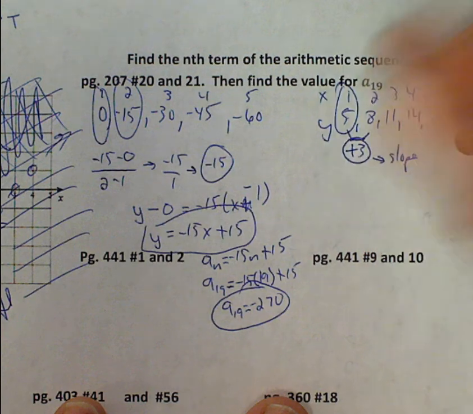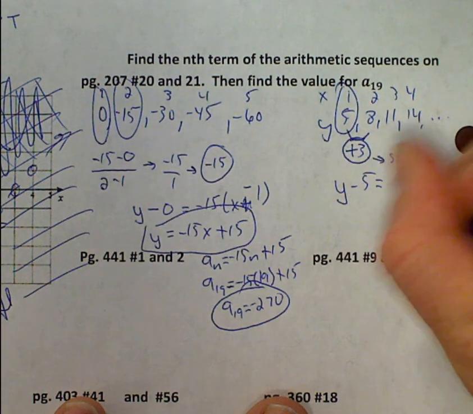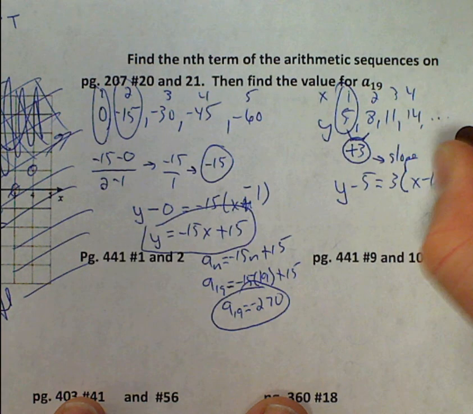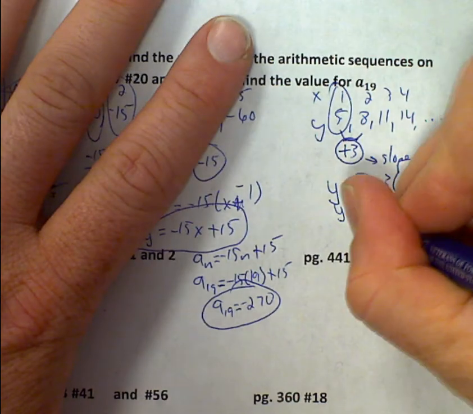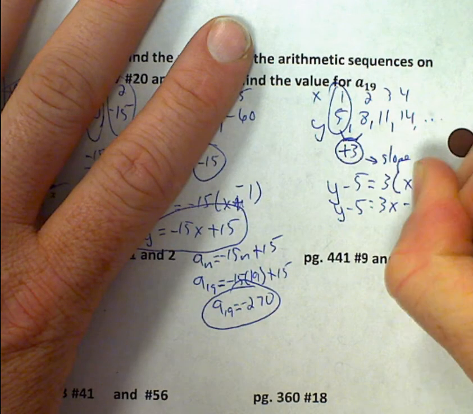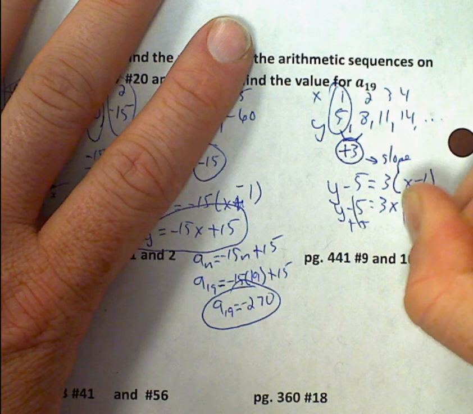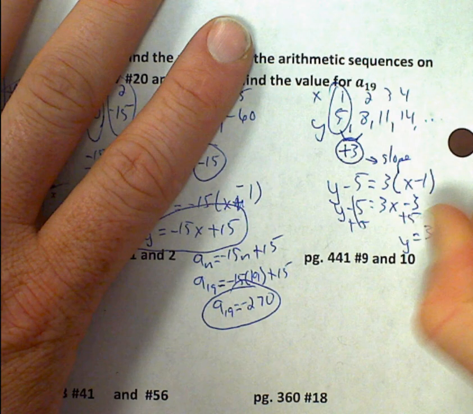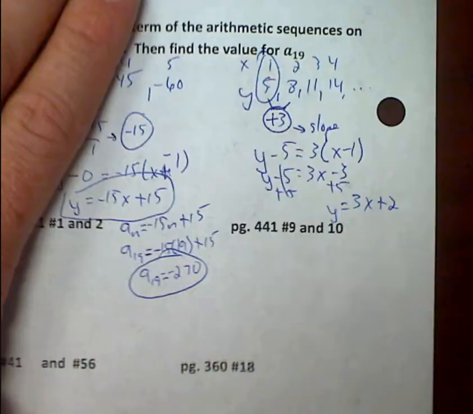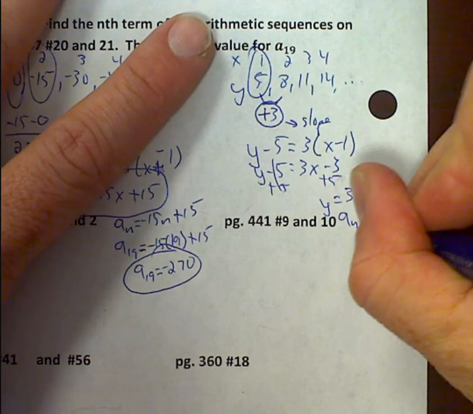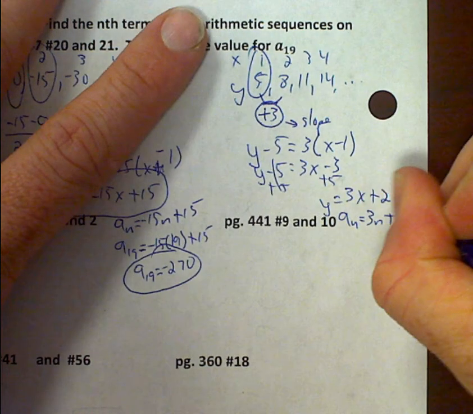Y is 5, x is 1, so y minus 5 equals 3 times x minus 1. So y minus 5 equals 3x minus 3, add 5, y equals 3x plus 2. So my nth term would be a sub n equals 3n plus 2.